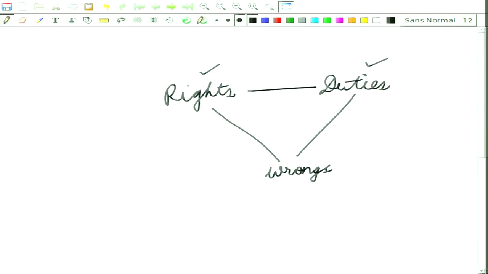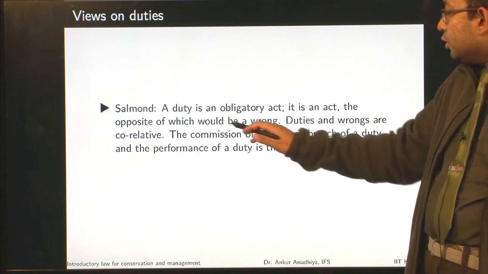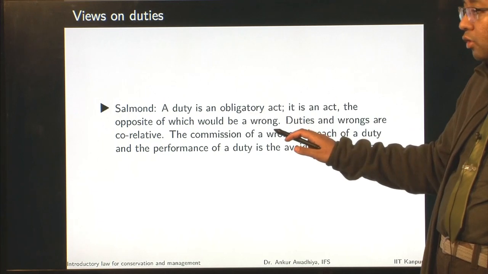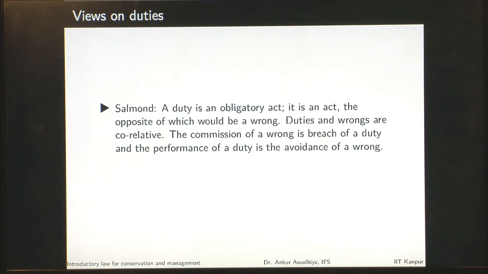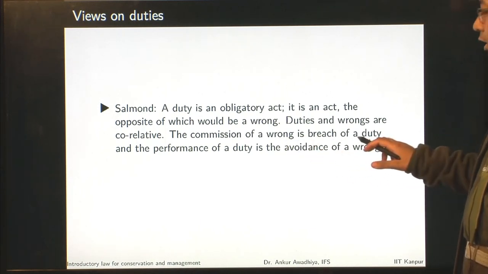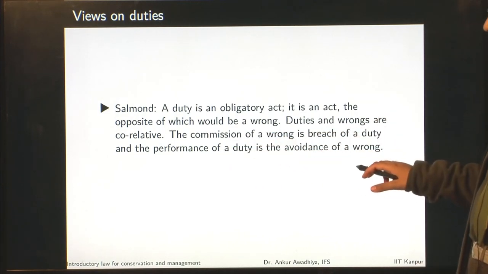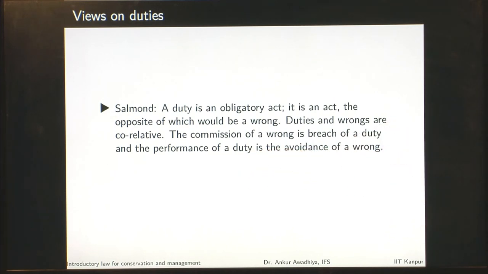So Salmond is saying a duty is an obligatory act, the opposite of which would be a wrong. So if you do not do your duty, you are doing wrong. And if you are doing a wrong, it means that you are not respecting somebody's rights. So duties and wrongs are correlative. Commission of a wrong is breach of a duty. If you do a wrong, it means you have not done your duty. And performance of duty is the avoidance of wrong. So if you perform your duty, it means that you have avoided doing anything wrong.